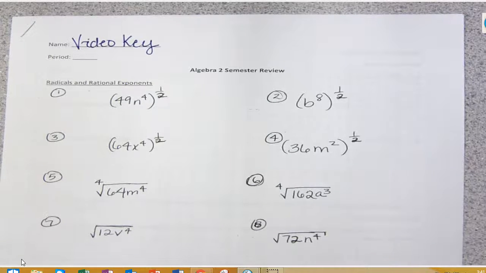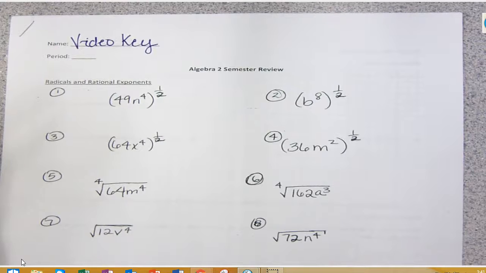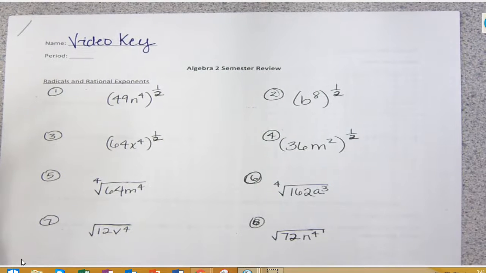Okay, you guys, we're going to work a few problems on the Algebra 2 semester review. So hopefully this will help. We're going to just do the odds, unless I see one that needs to be done that's not in the odds. So we're talking about radicals and rational exponents.